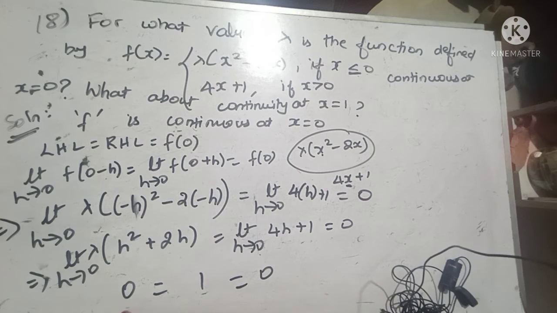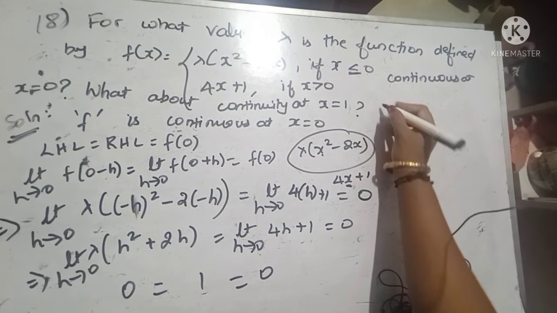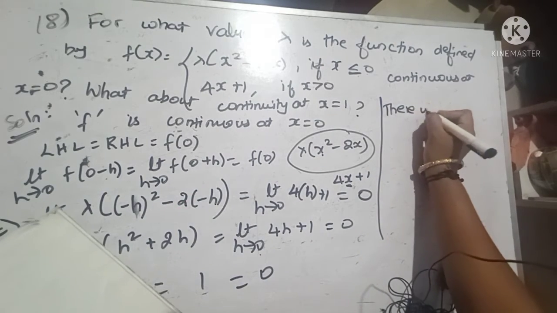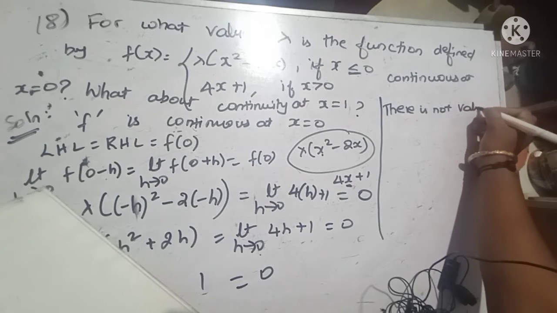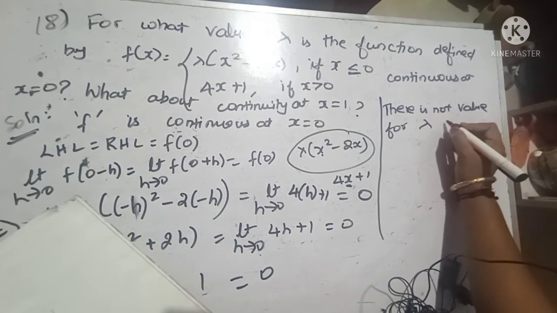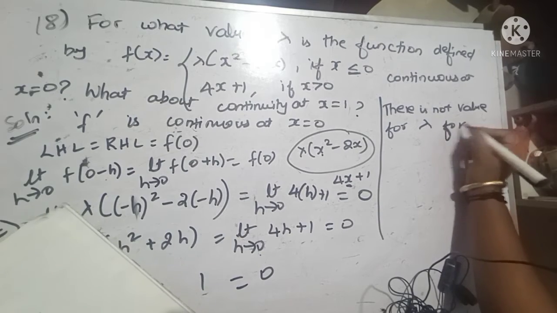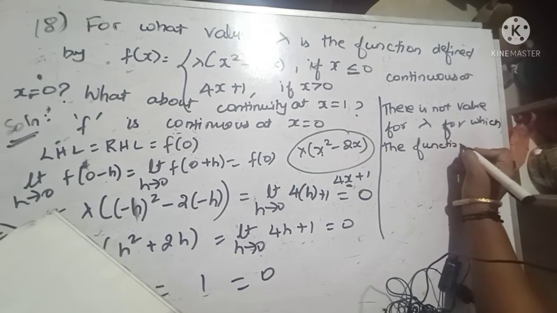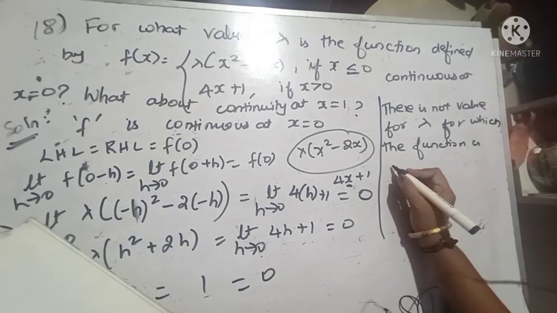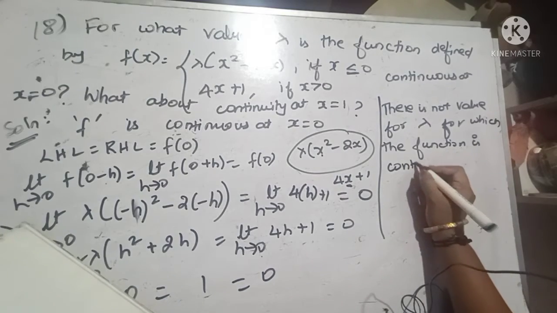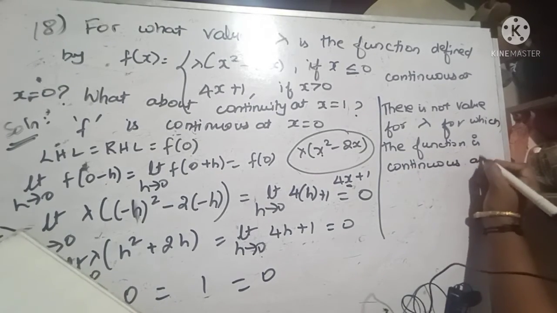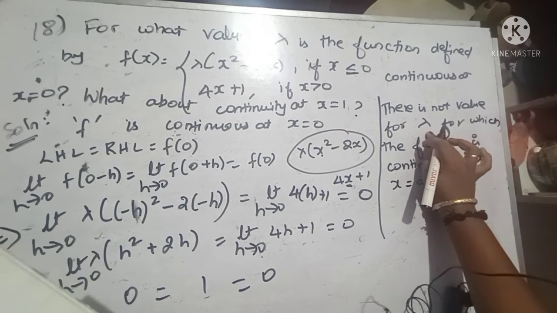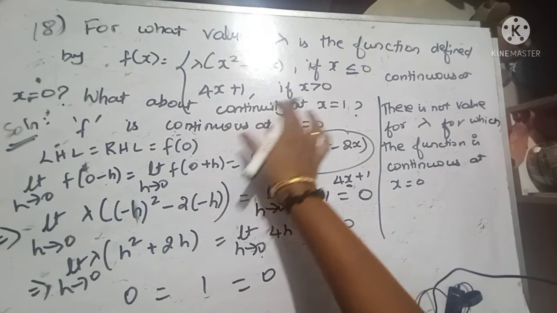So we are not obtaining any such steps. We can come to the conclusion that there is no value for lambda for which the function is continuous at x equal to 0. So this is the answer for the first subdivision of this part.